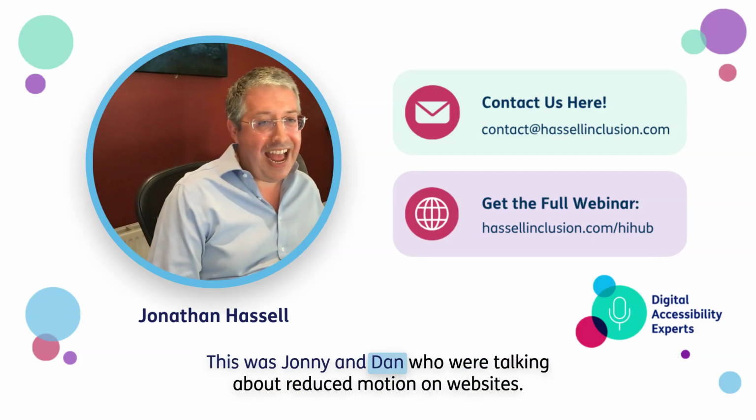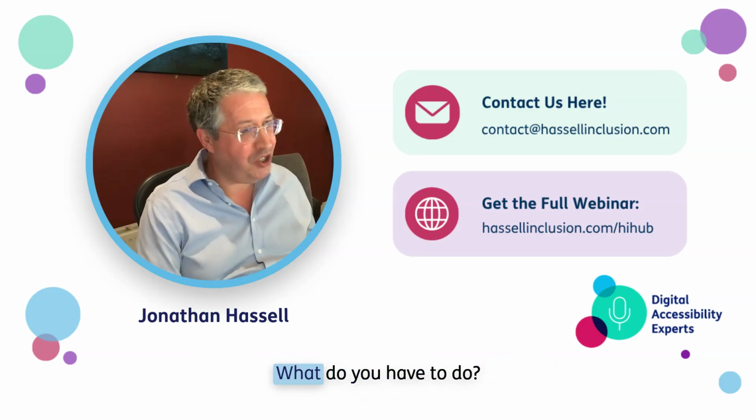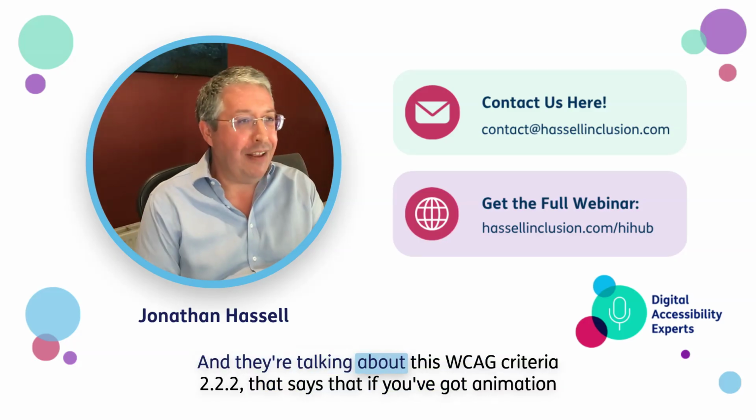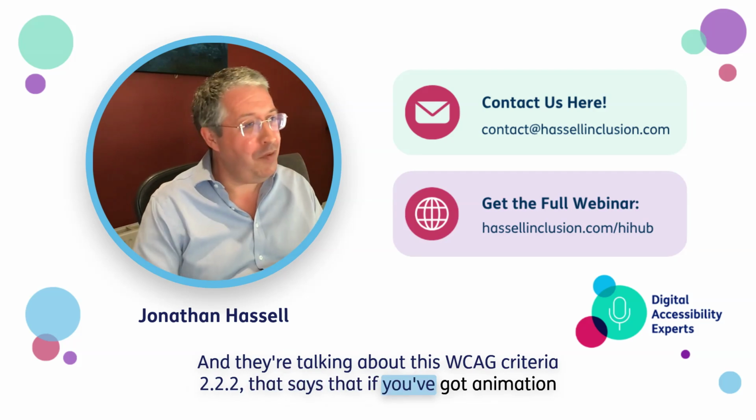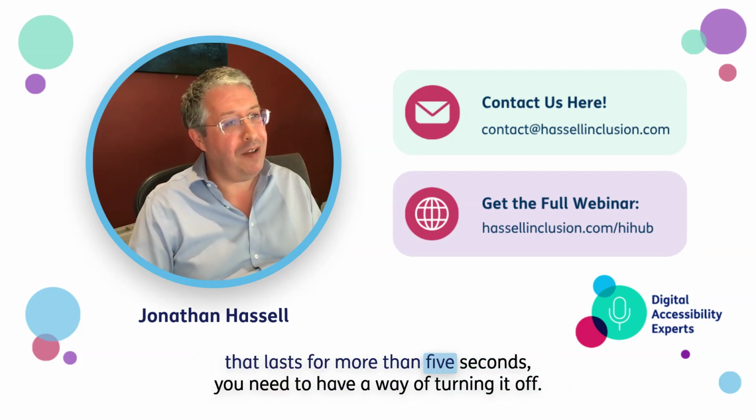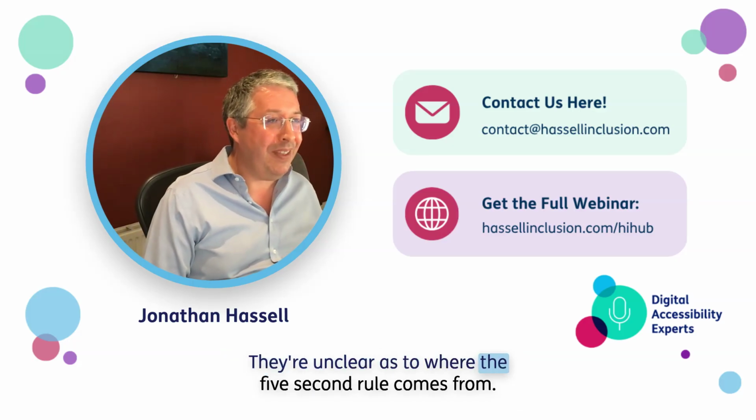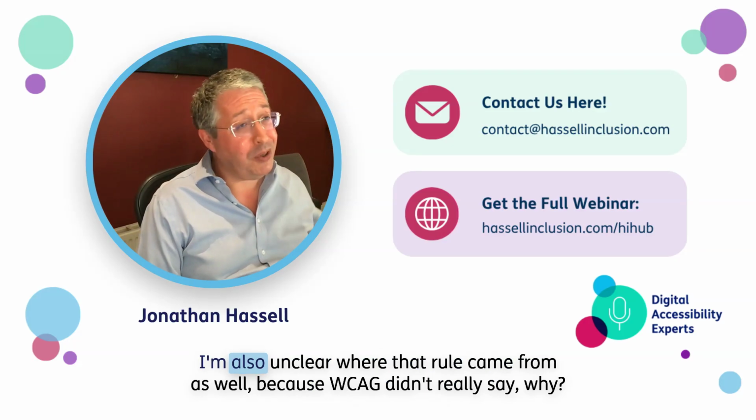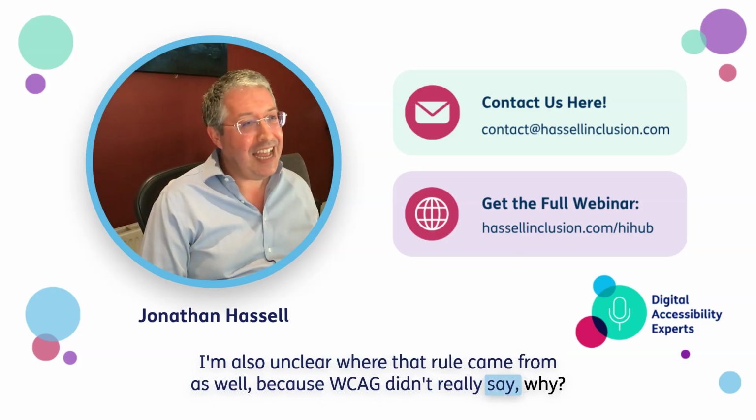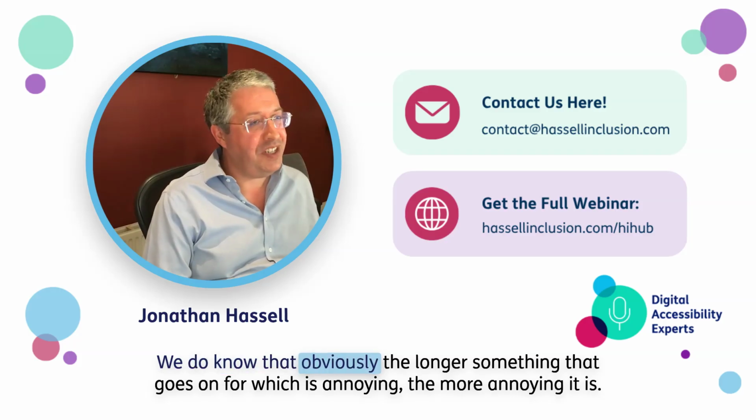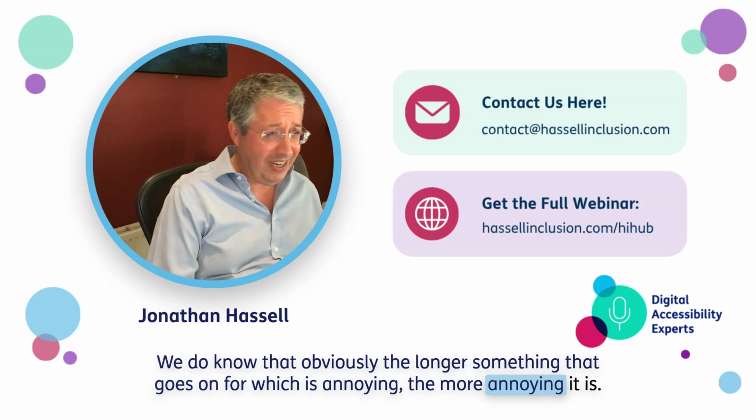This was Johnny and Dan who were talking about reduced motion on websites. What do you have to do? They're talking about WCAG criteria 2.2.2 that says that if you've got animation that lasts for more than 5 seconds, you need to have a way of turning it off. They're unclear as to where the 5-second rule comes from. I'm also unclear where that rule came from, because WCAG didn't really say why. We do know that the longer something goes on for which is annoying, the more annoying it is.